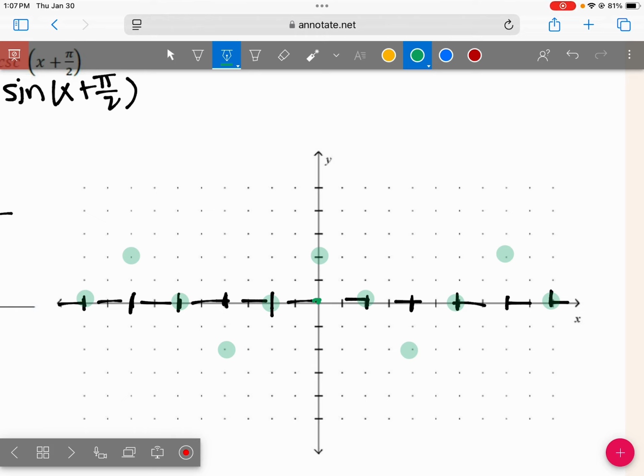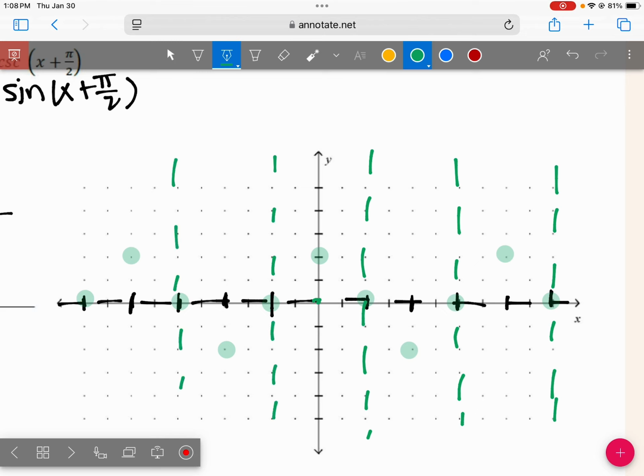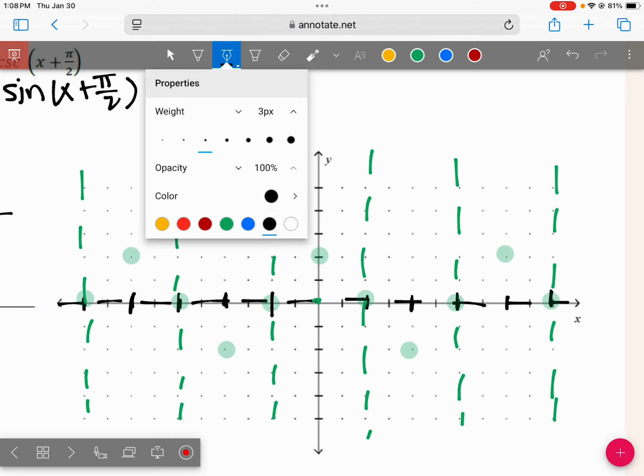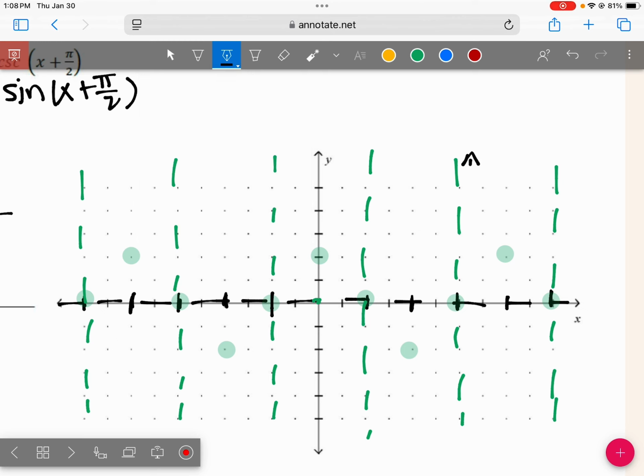What is our next step once we have our dots placed? Vertical asymptotes. And it is everywhere we have dots on the midline. And then we get to draw our smiley and frowny faces.